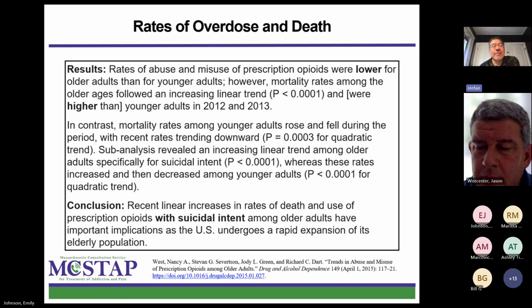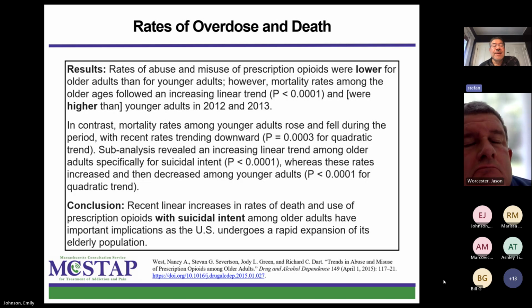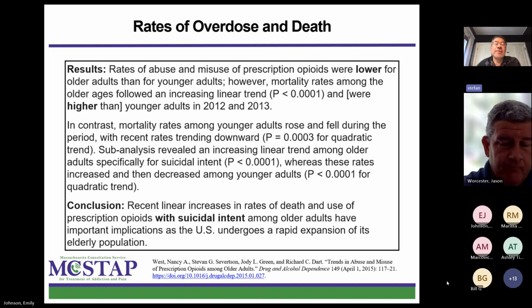Again, we'll have the slides available for afterwards. Important thing to note is that suicidal intent among older individuals is significant. It is rising. Opioids are an accessible way to risk one's health or even lose one's life. While the rates of abuse and misuse are lower in the elderly, the rates of complications and dying are higher. Thank you. Next slide.